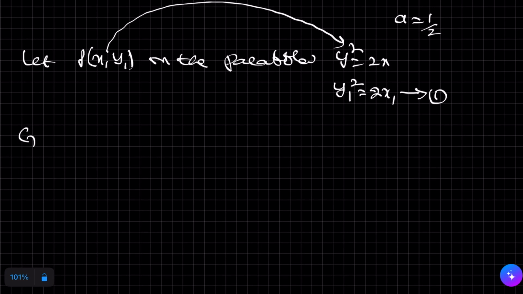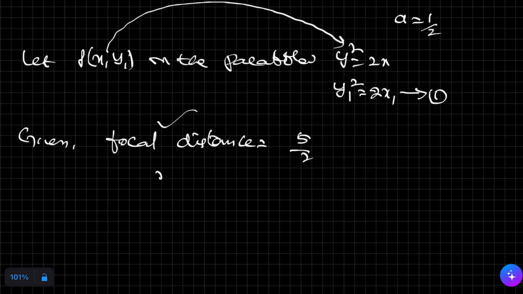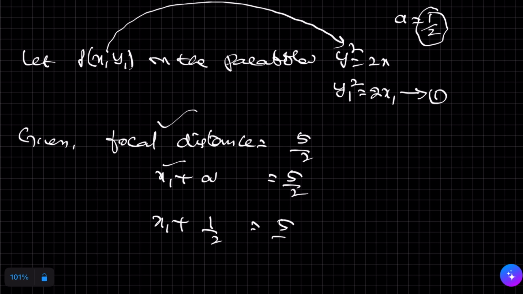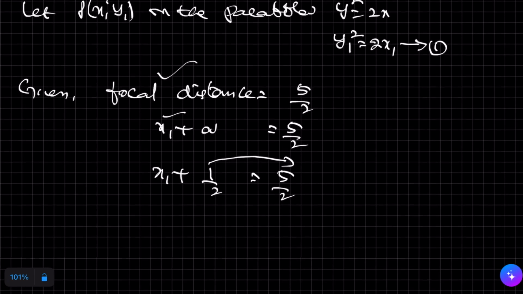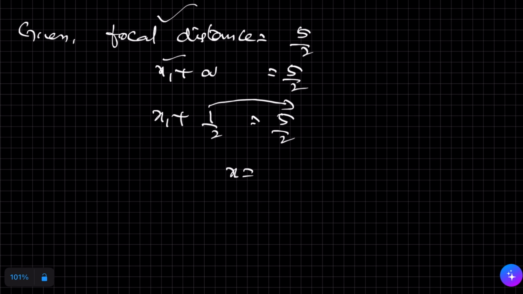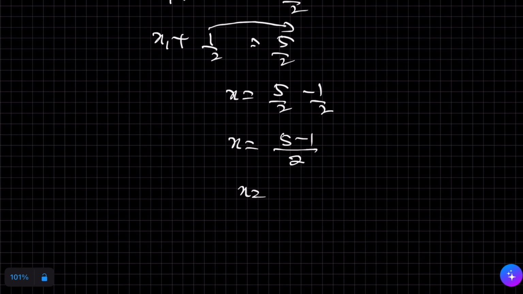Now given that the focal distance is 5 by 2, now the formula used to find the focal distance is x1 plus a equal to 5 by 2. Now x1 as it is plus the value of a is already we know it is 1 by 2. Let me take 1 by 2 here equal to 5 by 2. Now let us take plus 1 by 2 to RHS. x equal to 5 by 2 minus 1 by 2. So x equal to 5 minus 1 by 2, so x will be like 4 by 2.